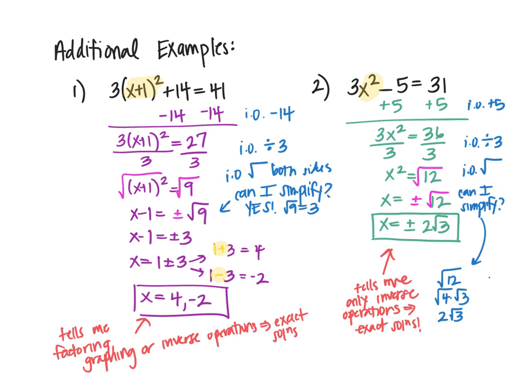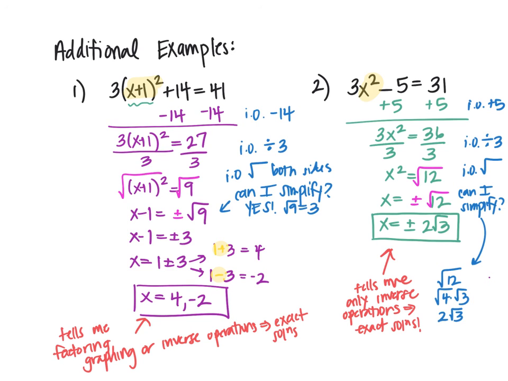Now, factoring would have been a lot. We'd have to expand this quadratic of x plus 1 squared, multiply by 3, and move everything to one side. We could have graphed. Again, we'd have to move the 41 to the left side. But it could be done.